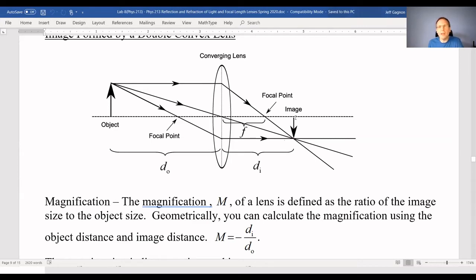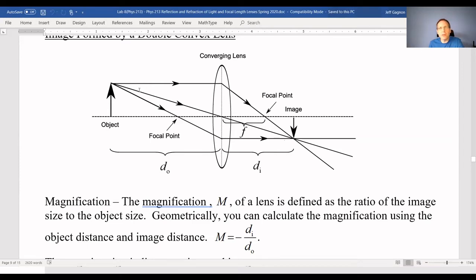Now, how do we know that the image is going to appear over here? Well, we can follow a couple of these rays, right? Remember, there's many, many different rays coming off of all parts of this object. I'm just tracking 3 of them. So the one that leaves the tip of the arrow and travels parallel, when it goes through the converging lens, remember, it's got to go through the focal point, right? So it passes through the focal point.